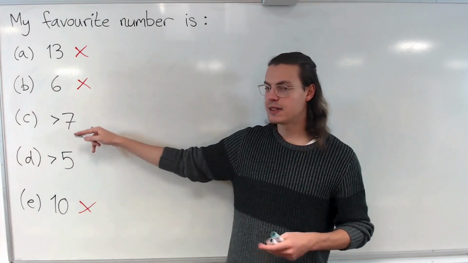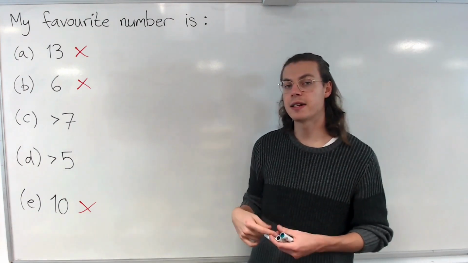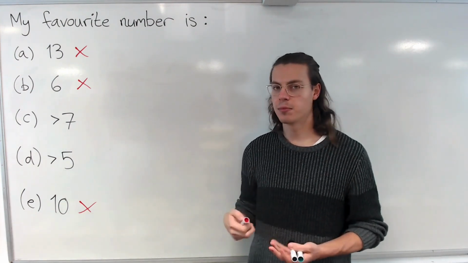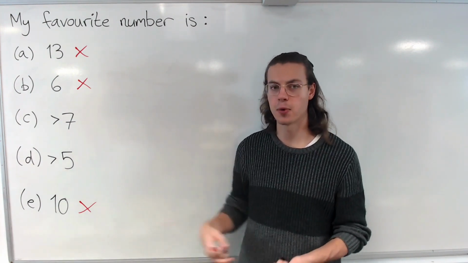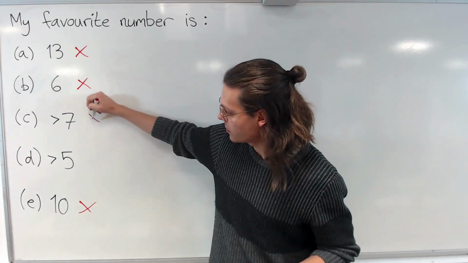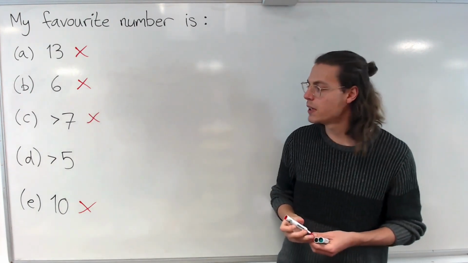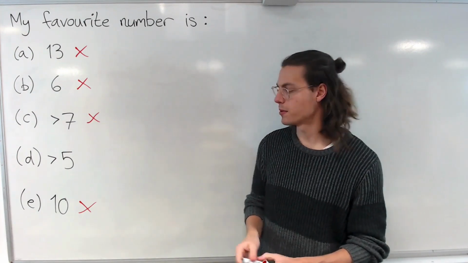Let's think about statement C next. Suppose this is true, that my favorite number is greater than 7. Well, then the number is also greater than 5. So again, we would have more than one true statement. So that's not an option. Which leaves only statement D. So this must be the statement that is true.